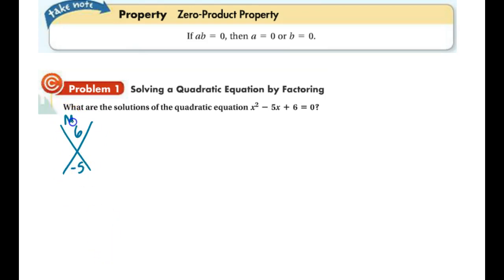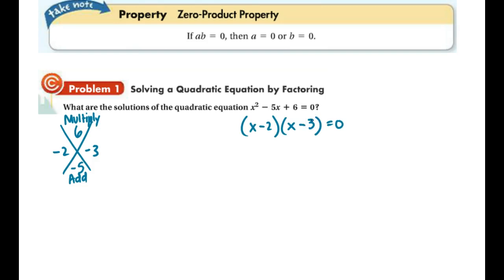We need to figure out two numbers that multiply to give you positive 6, but add to give you negative 5. So if we're multiplying to get a positive, the signs of the factors must be both positive or both negative. But if we're adding to get a negative, then that means the signs must be both negative. The two numbers that work for this situation are negative 2 and negative 3. Because when you multiply negative 2 and negative 3, you get positive 6, but when you add those two numbers, you get negative 5. So to write this in factored form, we want to write x minus 2 times x minus 3, and that equals 0.